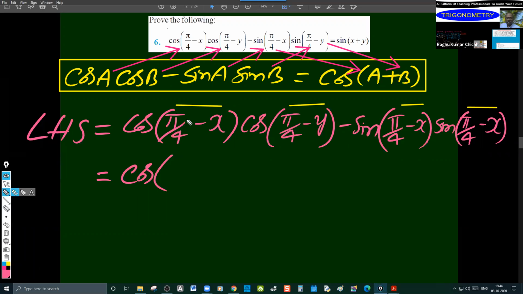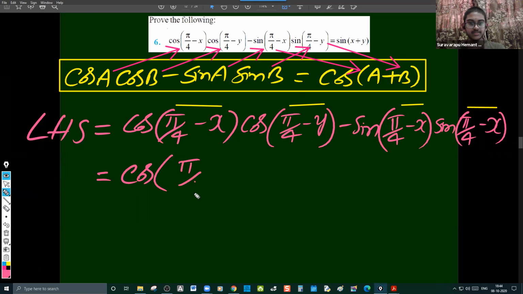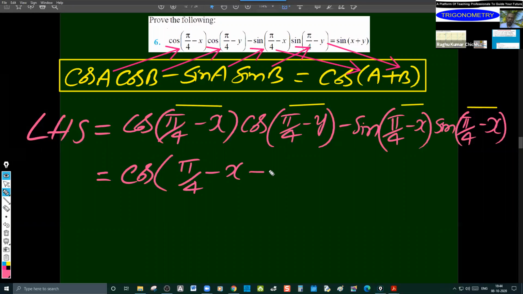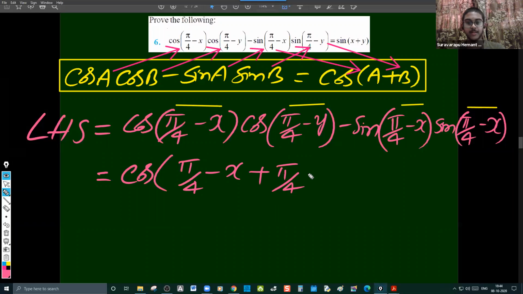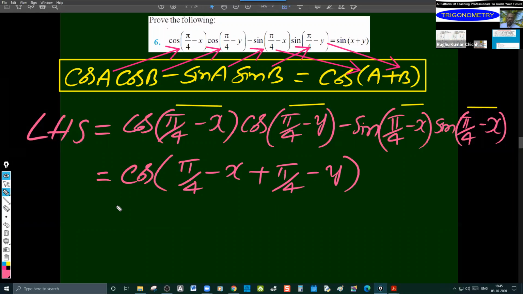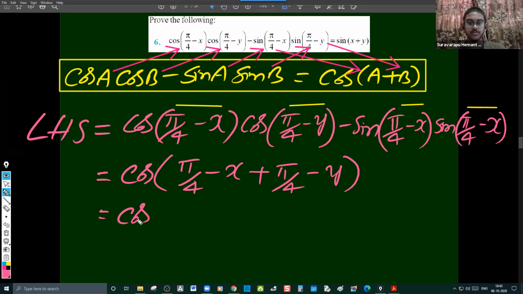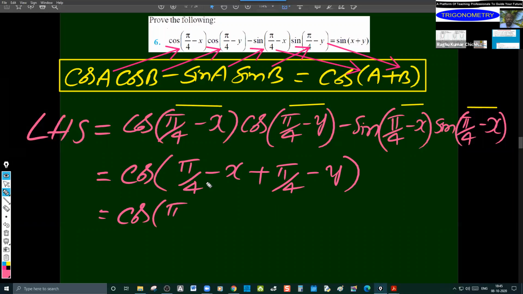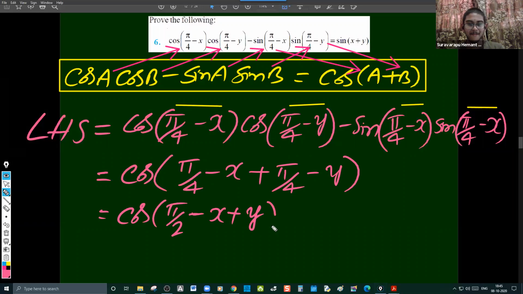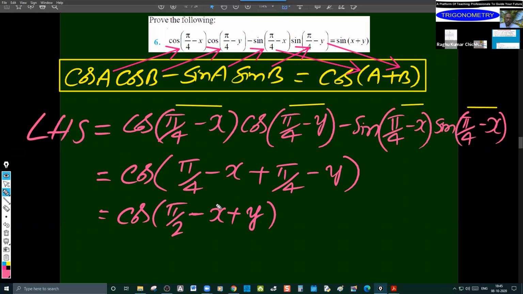Come on, tell me, what is A here? Pi by 4 minus x. Very good. What is B here? Pi by 4 minus y. That's good. What is pi by 4 plus pi by 4? 2 pi by 4, which means pi by 2. Correct now? Yes, sir. Minus x minus y. I'm showing it as a line bracket. This is minus of. This is called line bracket. You know the Bodmas rule, no? Yes, sir.